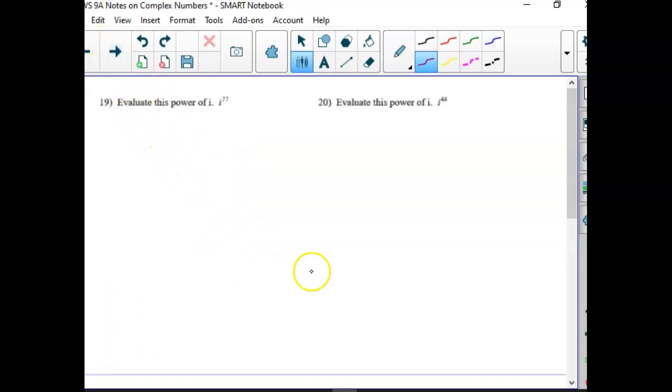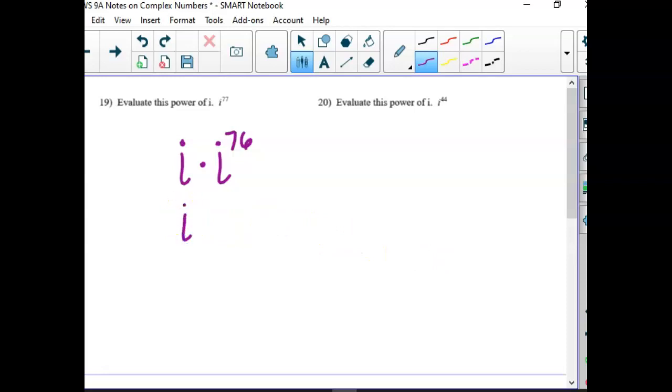Now we need to do some that are odd. Okay, we've got 19, an odd number. We poke out an i. So we make this 1i times i to the 76th. We just took one of them out. Does everybody agree that that would be i to the 77?